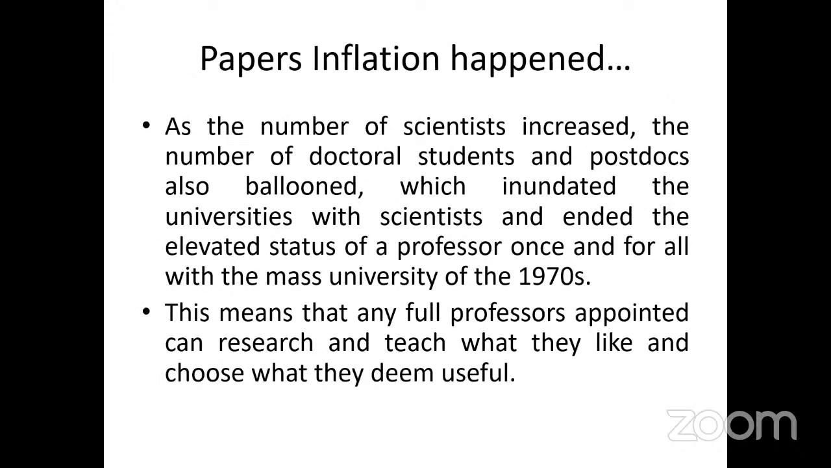As the number of scientists increase, the number of doctoral students and postdocs also balloon. Due to this, paper publication became a business, and it became the mass university in the 1970s. This means that any full professor appointed can do research in any area. They can choose any topic, and they can produce doctoral students in that area.